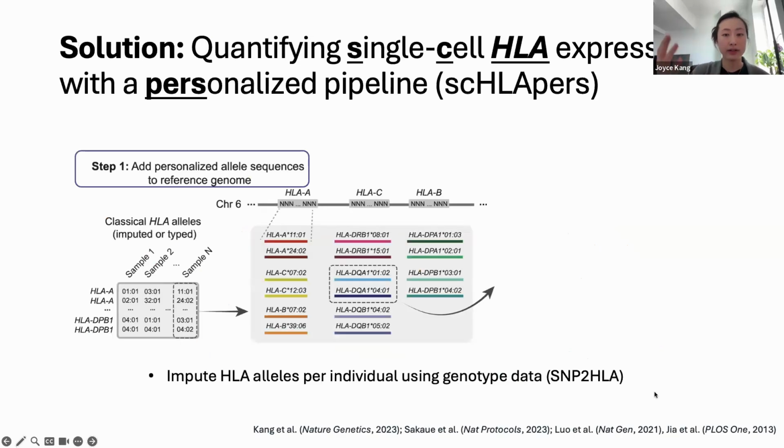To overcome that problem, we had to develop a new pipeline, which we're calling single-cell HLA BERS. It stands for quantifying single-cell HLA expression with a personalized pipeline. The intuition behind this pipeline is that instead of using the single reference genome, we actually build a personalized reference genome for each individual. It's a two-step process. The first step is that, using the genotyping data for each individual, we can impute their HLA alleles using this existing method called SNP2HLA, and grab those HLA sequences from this database and add them to the reference genome to personalize the reference genome for each person.